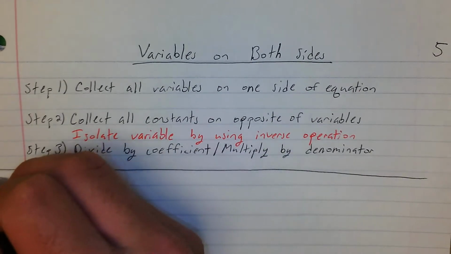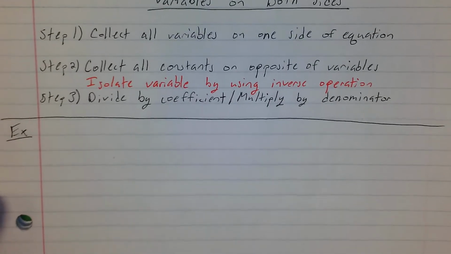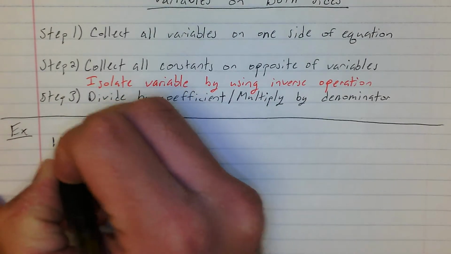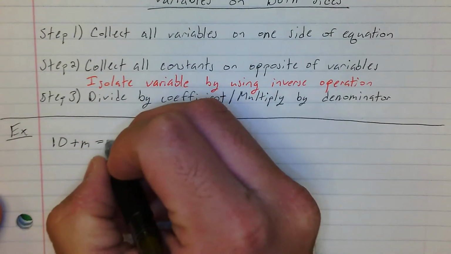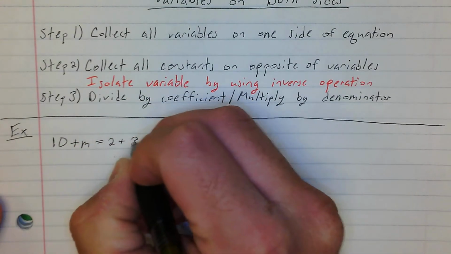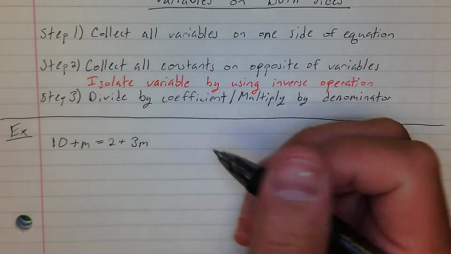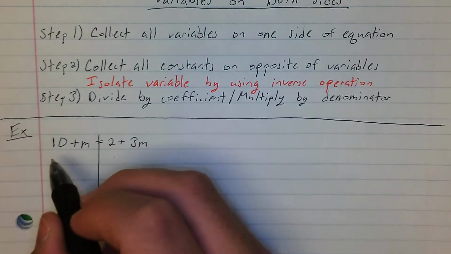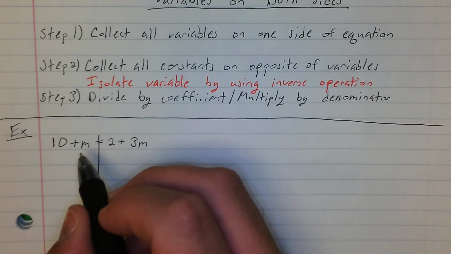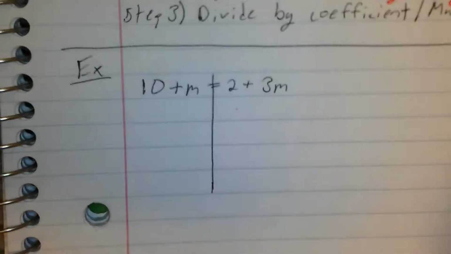So let's move on to examples. The first example we're going to go over is going to be 10 plus m equals 2 plus 3m. Now, some of y'all, we've done this before, I know some of y'all do not like the constant coming before the variable. That's fine. All you have to do is switch the 2 up. So what we're going to do is we're just going to switch the 2 up.